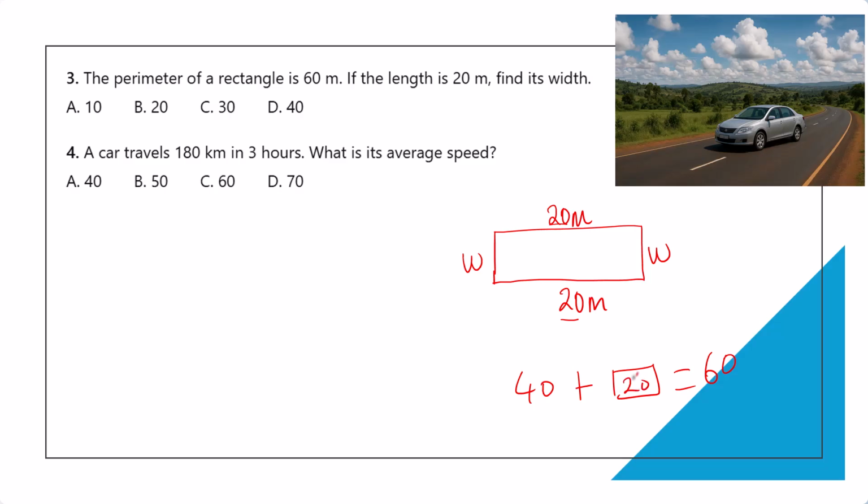This 20, you'll share it between this W and that W. So it's going to be 10, 10. So that means that this one will have to be 10 and this one 10 as well. But we just write 10 because they just want what one width is.